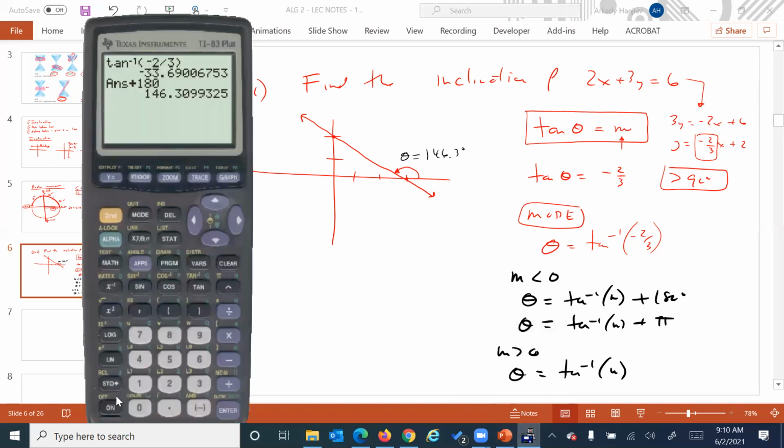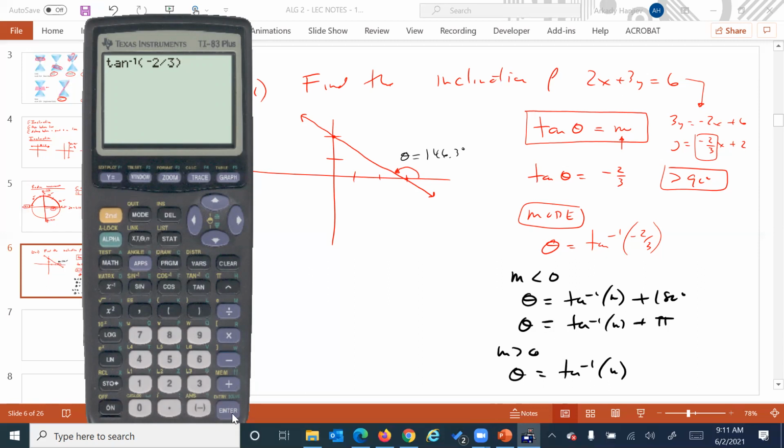Okay, so let's do this one again, but in terms of radian measurement, because on the homework it says give me both degrees and radians. So let's go to mode here. Let's highlight radians again. And we're going to go to second quit. And we're going to go to tangent inverse of -2 divided by 3.